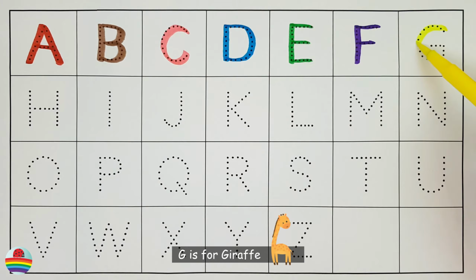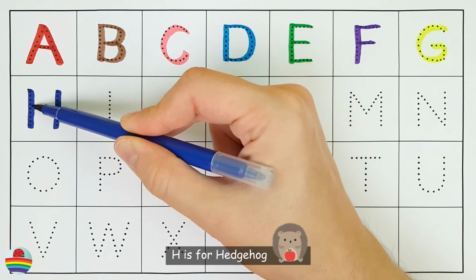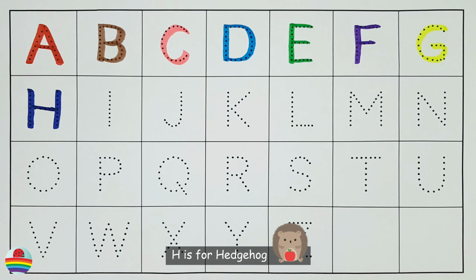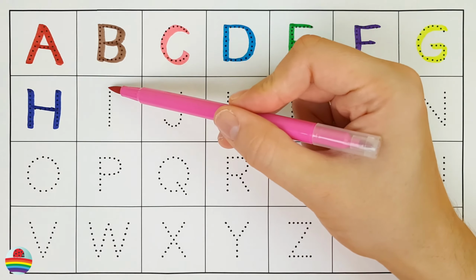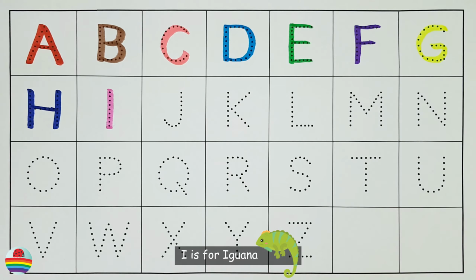G. G is for giraffe. H. H is for hedgehog. I. I is for iguana.